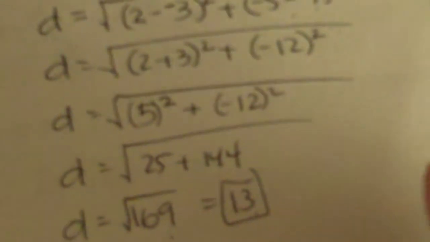So when I set this up, I said 2 minus negative 3 squared plus negative 5 minus the positive 7 squared. Now again, these two negatives make a positive here, which gives me 5 squared. This is negative 5 minus 7, which is negative 12. Negative 12 squared is 144. Add those together. The square root of 169 is 13, which is D.